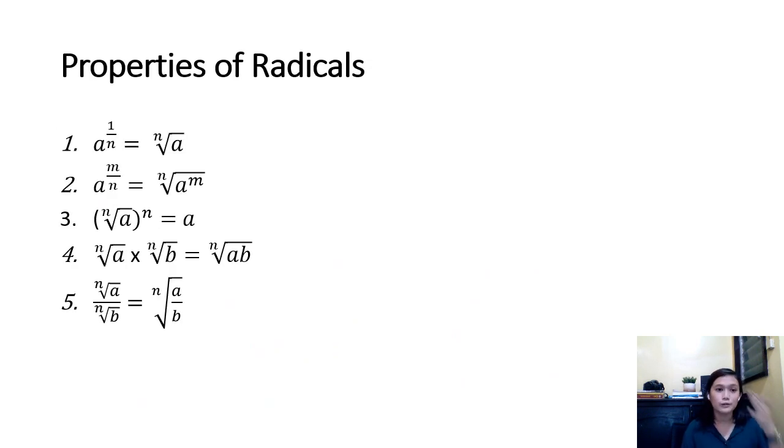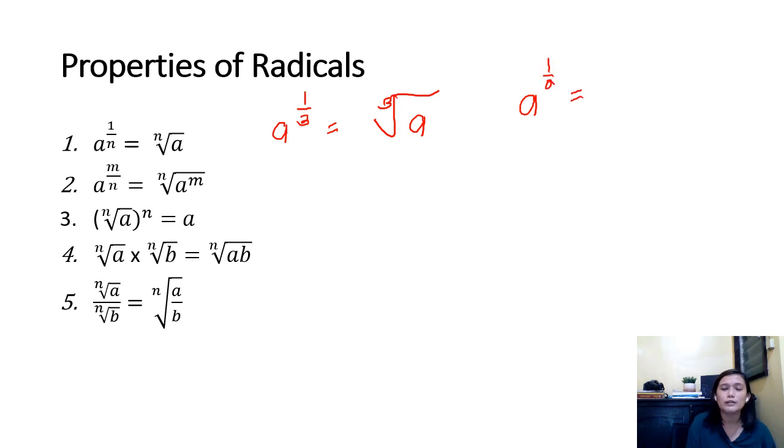Now, let's move on to the properties of radicals. If you have a raised to 1 all over n, this is just equal to the nth root of a. So if you have a raised to 1/3, this is just equal to the cube root of a. Right? Raised to 1 all over n. So simply, if you have a raised to 1/2, this is just equal to the square root of a.